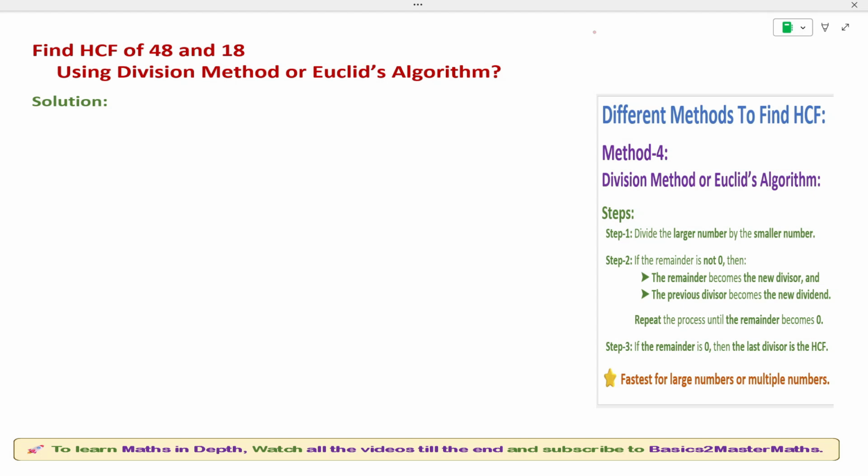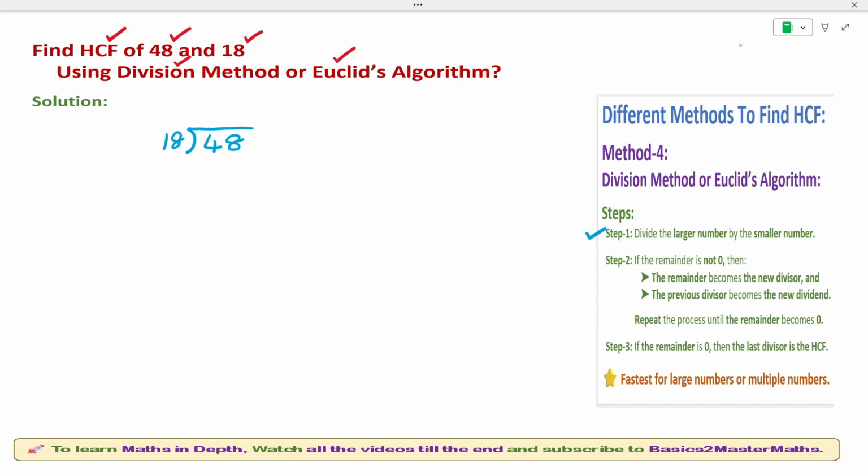Today, we will learn the fastest method of finding HCF. Find HCF of 48 and 18 using division method or Euclid's algorithm. Step 1. Divide the larger number by the smaller number.